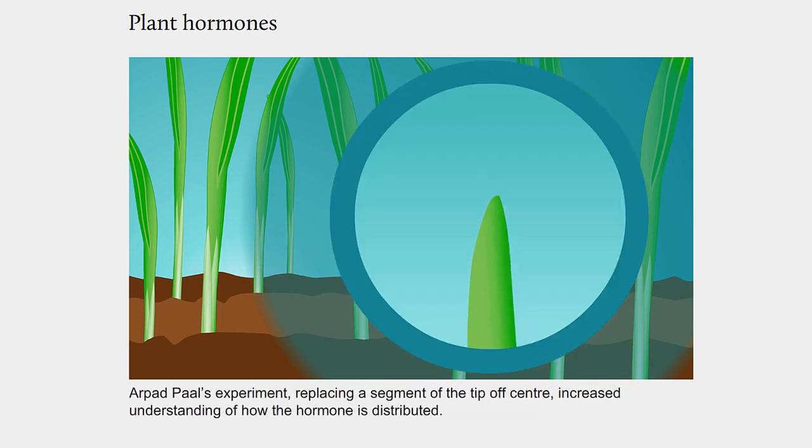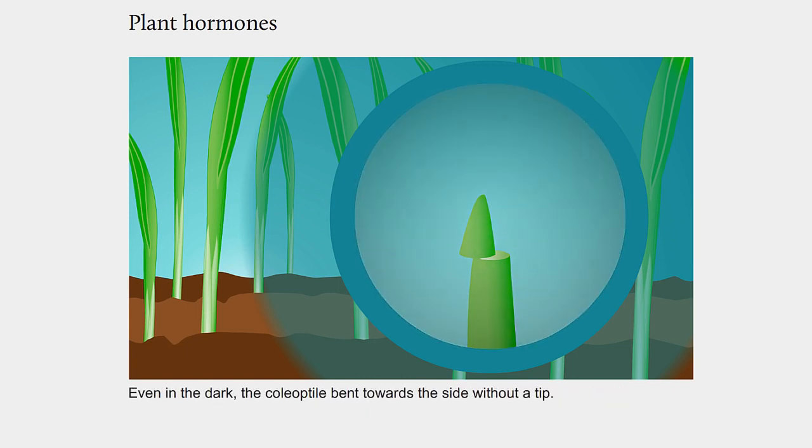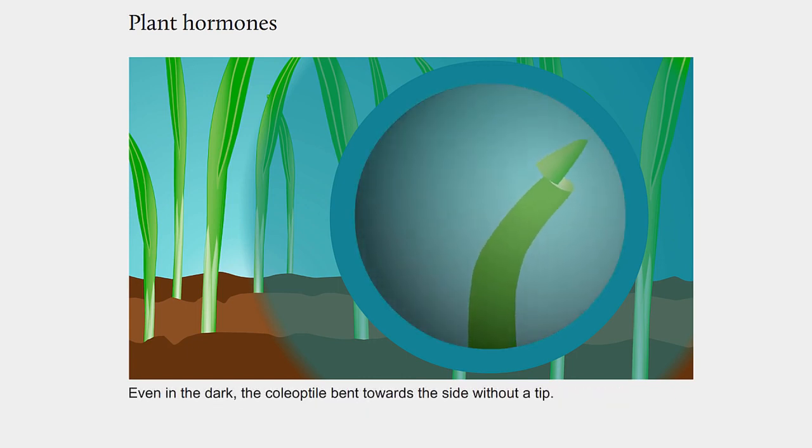Arpad Paal's experiment, replacing a segment of the tip off-center, increased understanding of how the hormone is distributed. Even in the dark, the coleoptile bent towards the side without a tip.